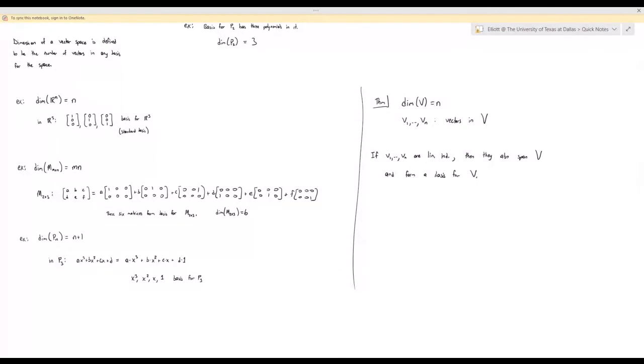What this theorem is saying is, if you have n vectors in an n-dimensional space, and it's important that those numbers match up, then it's enough to just check if those n vectors are linearly independent to check if they're a basis or not. Because if they are independent, you'll get as a freebie that they also span the space and would therefore in fact be a basis.